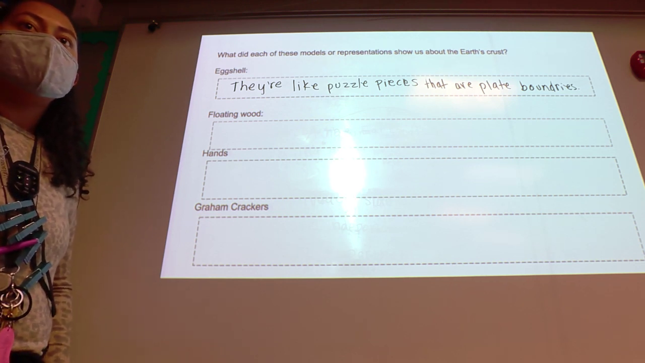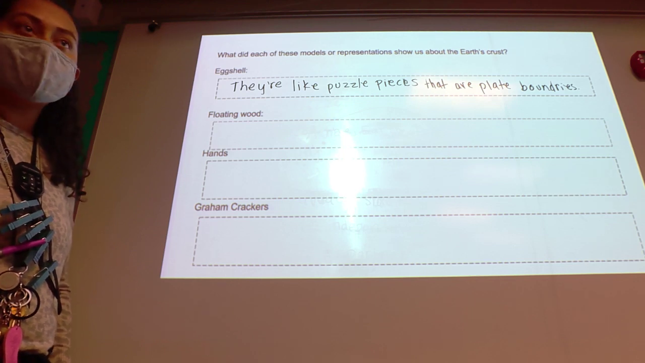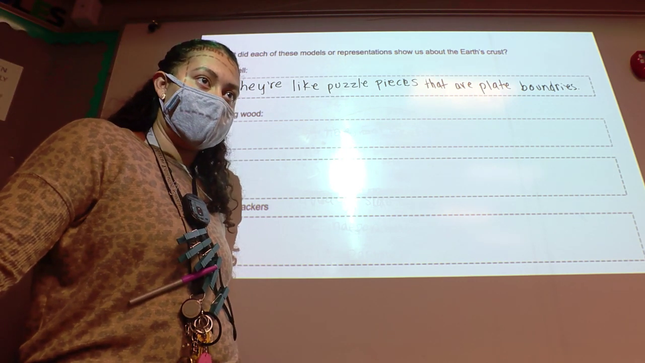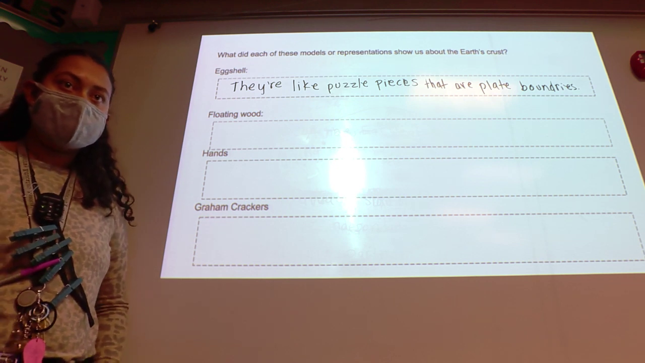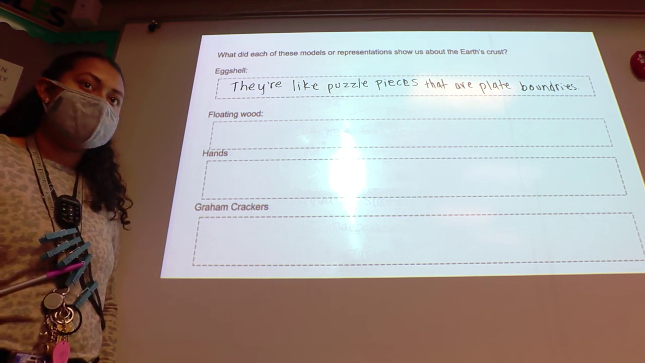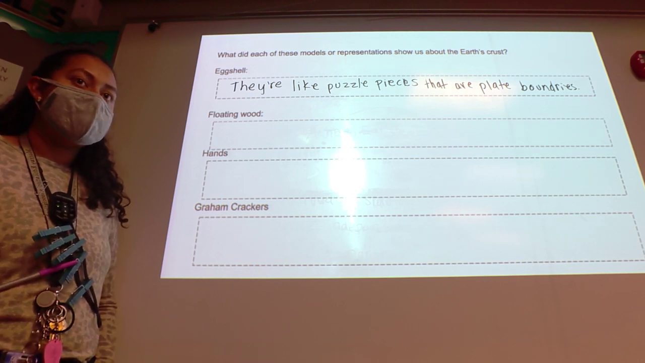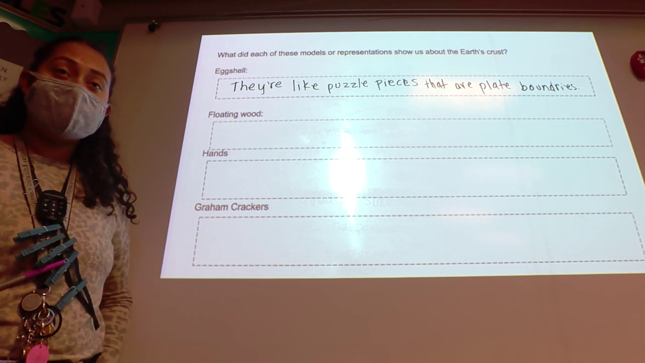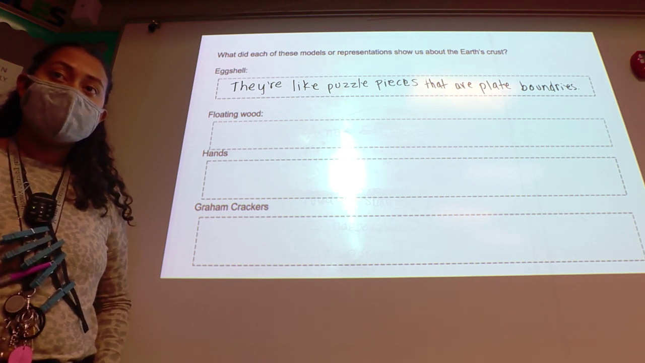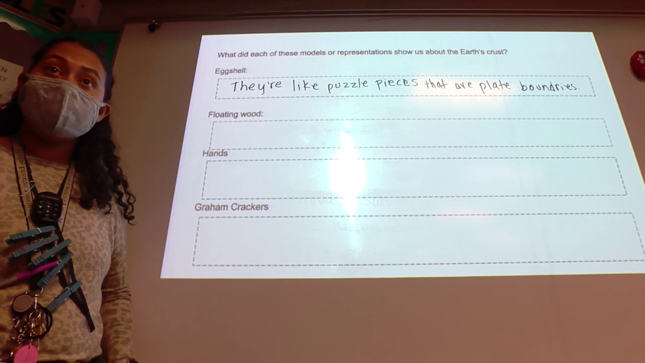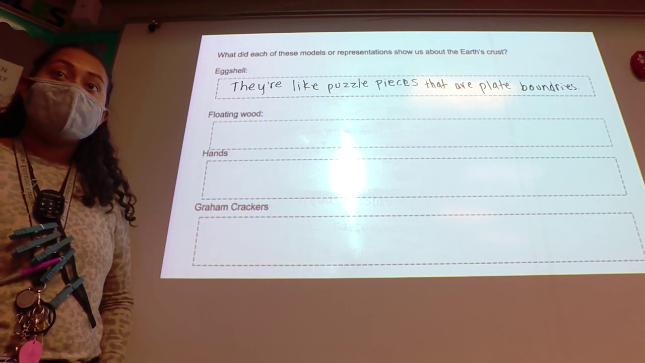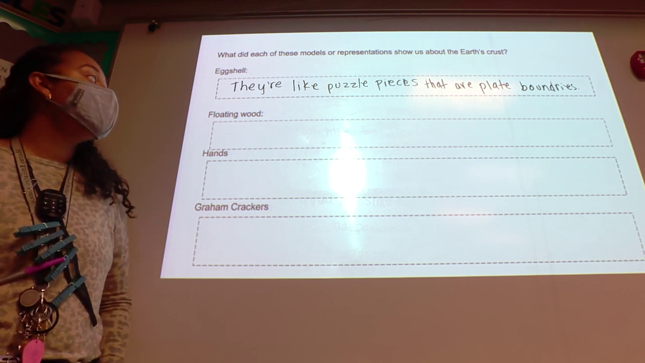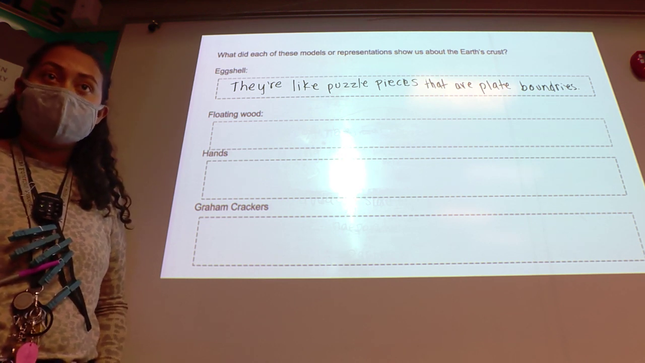Okay, the floating wood. What did the floating wood represent to us about Earth's crust? It kind of shows how under the ocean it's not like the tectonic plates. What did it represent? Ariana? Are we on floating wood? Yeah, floating wood. Land or tectonic plates? The land. The floating wood represented the tectonic plates.